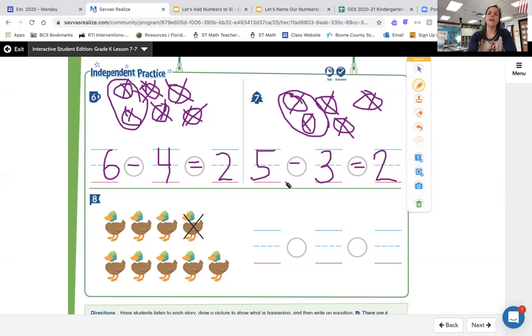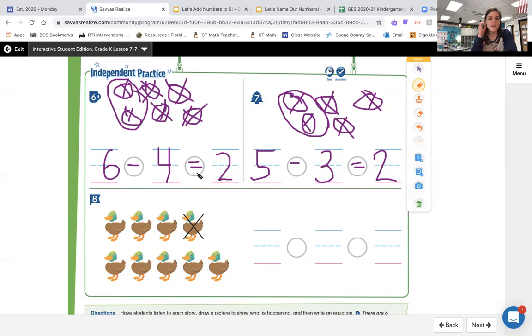So our sentence says 5 take away 3 is 2 left over. Can you read that with me? 5 take away 3 is 2 left over. Or we could say 5 subtract 3 equals 2. Okay, so we just got to 2 in 2 different ways.